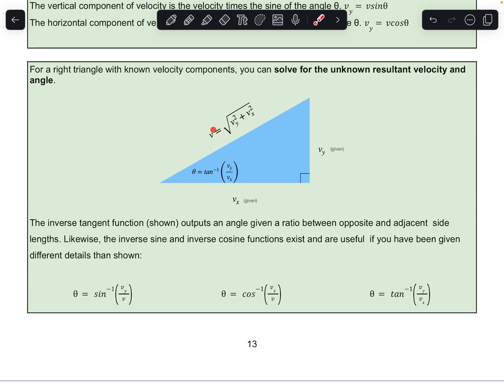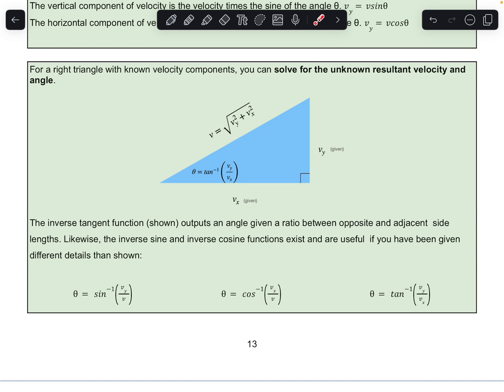Okay, unknown resultant velocity. That is a matter of the Pythagorean theorem. This is a right triangle, so I know that a squared plus b squared equals c squared. Pick any two side legs as a and b, and this is c. Solving this equation for c, c is the square root of a squared plus b squared, and that's what you see drawn on the screen here as the hypotenuse of the triangle, right? That is the Pythagorean theorem.